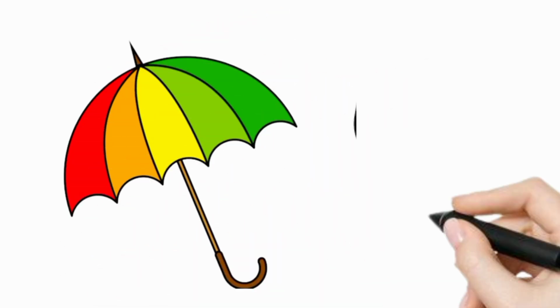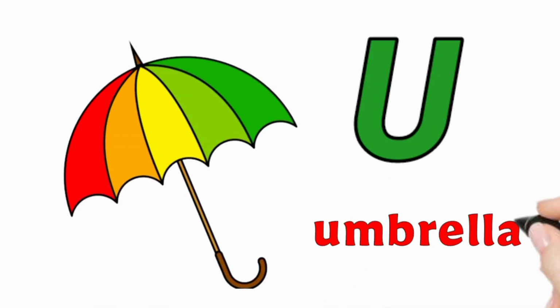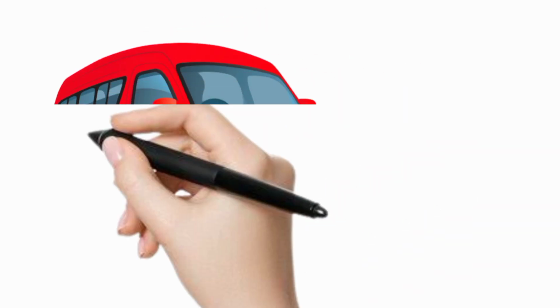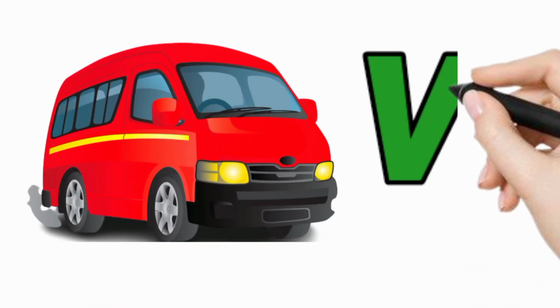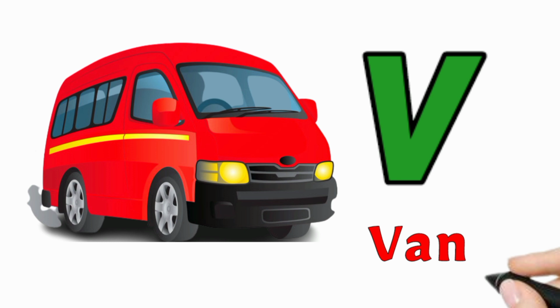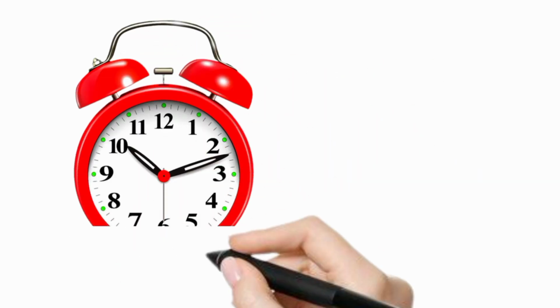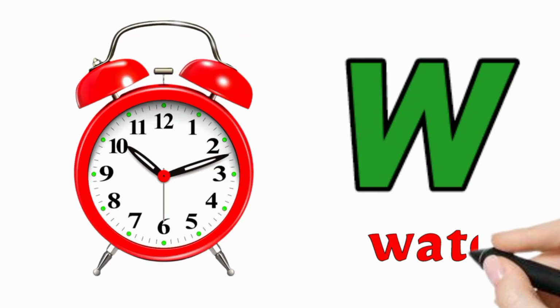U for umbrella. Umbrella means chhatri. V for van. Van means van. W for watch. Watch means ghadi.